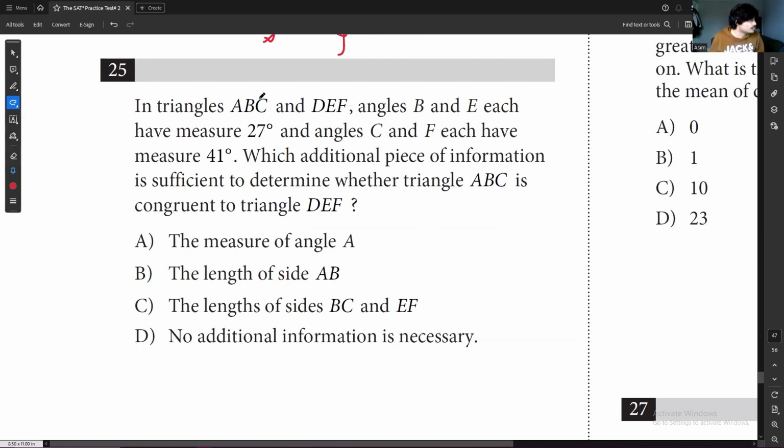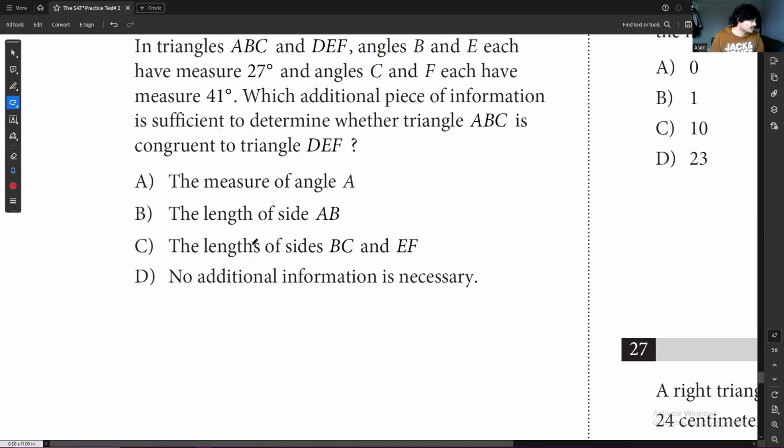Question number 25. In triangles ABC and DEF, angles B and E each have measure 27, and angles C and F each have measure 41. Which additional piece of information is sufficient to determine whether triangle ABC is congruent to triangle DEF? So guys, let me just draw two triangles, ABC, and this will be 41, and this will be 27.